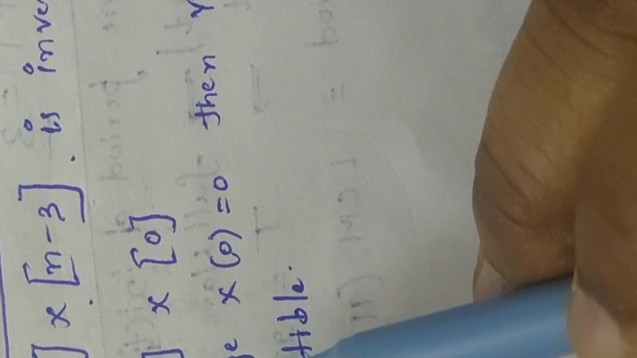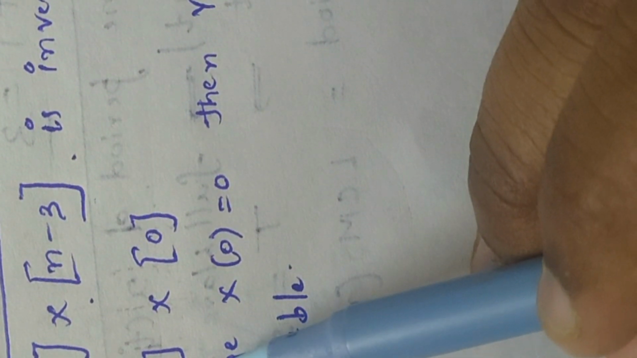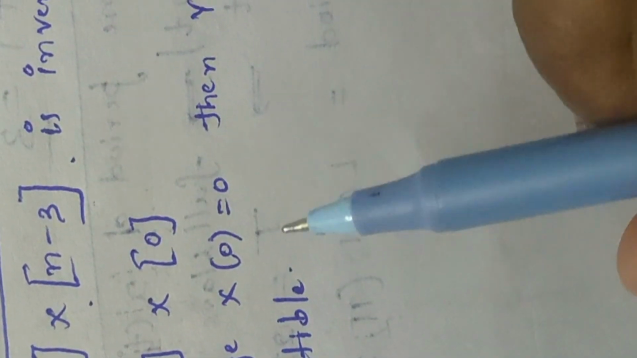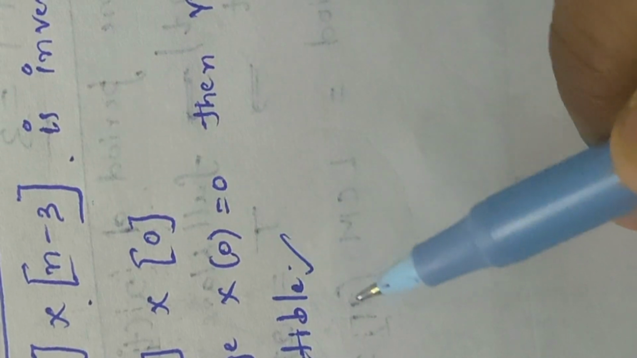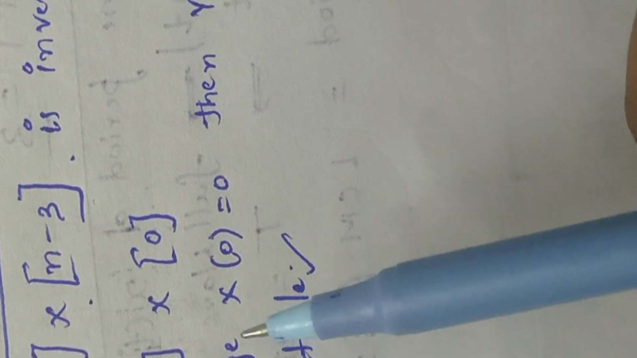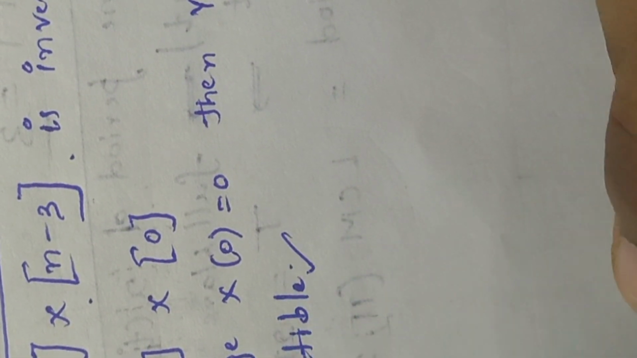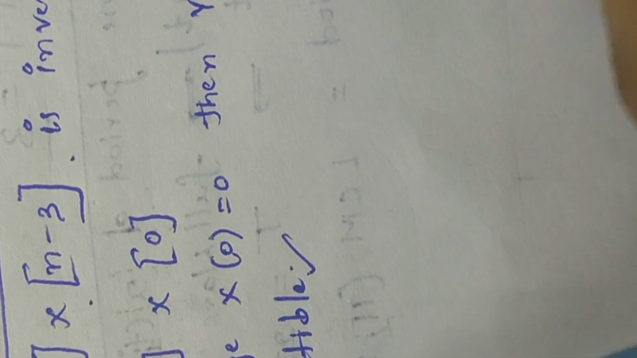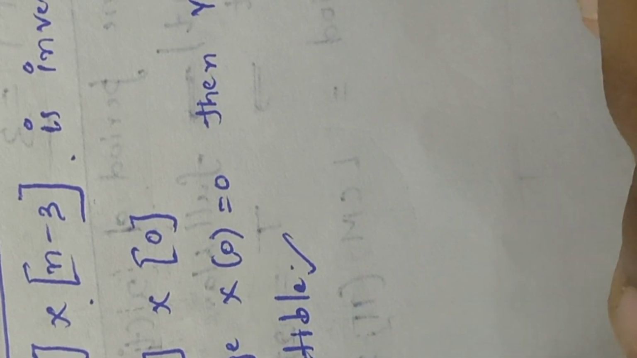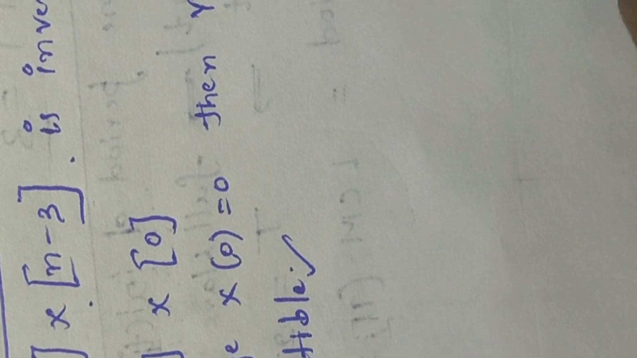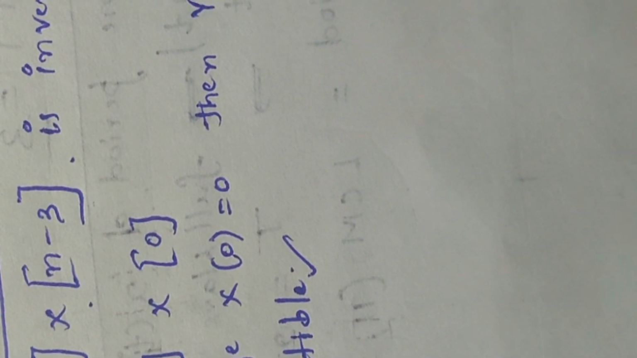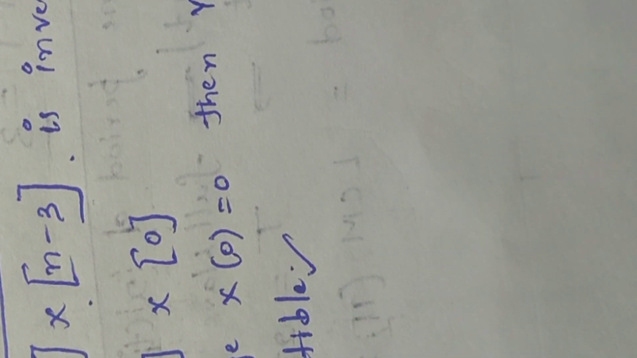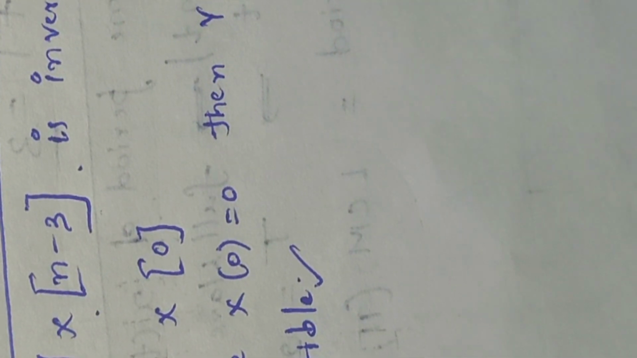So we cannot recover x of 3. Why? Because y of 3 is 0, which is not recoverable. That's why the system is non-invertible. By seeing the input, we can say the output, or by seeing the output we can recover the input, then the system is invertible. If we cannot recover the input, then the system is not invertible.